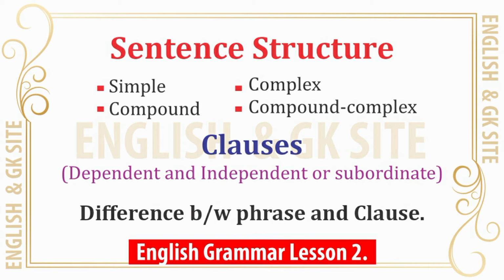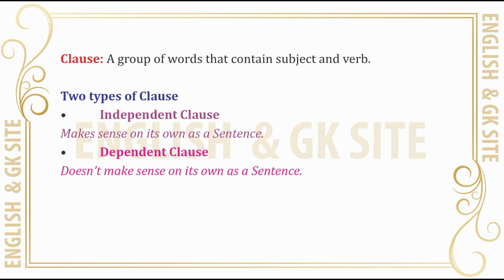What is a clause, what is a dependent clause, and what is an independent clause? A clause is a group of words that contain a subject and verb. There are two types of clause. An independent clause makes sense on its own as a sentence, while a dependent clause or subordinate clause does not make sense on its own as a sentence. It always needs a main clause to make sense.